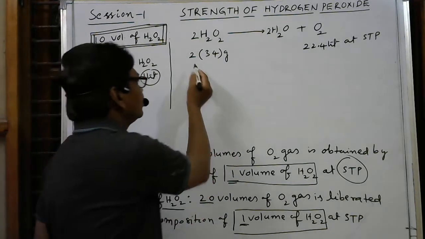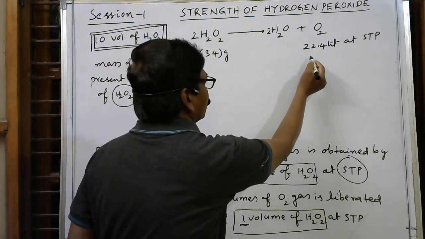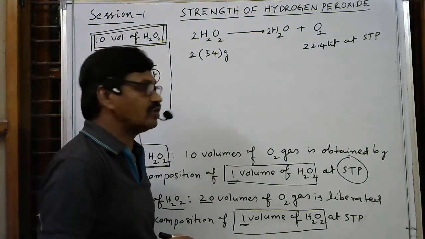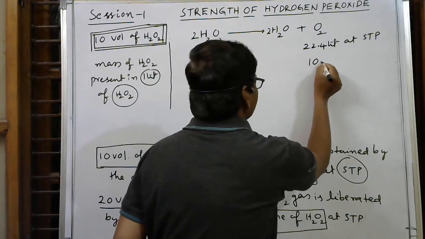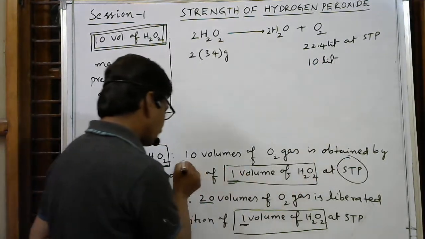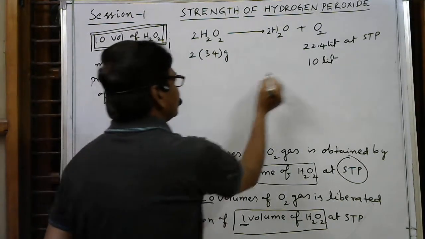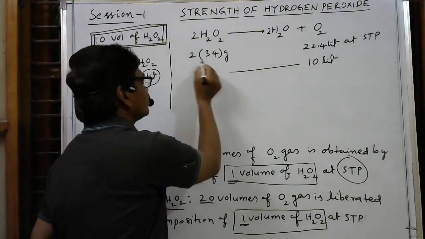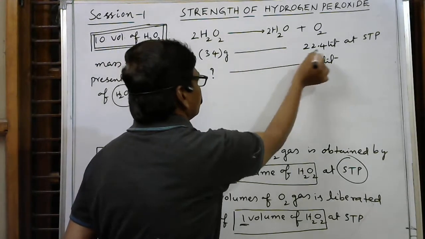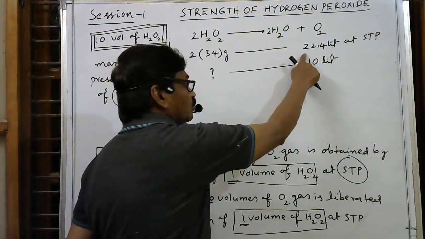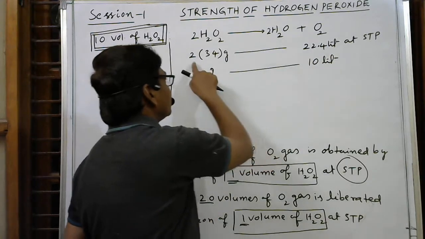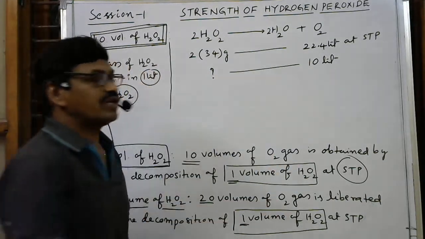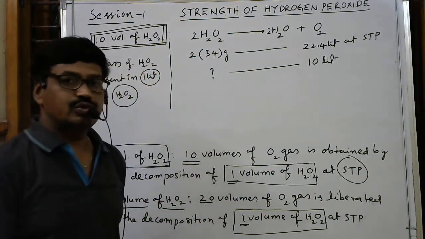So here, for getting 22.4 liters of oxygen gas, how many grams have we taken? 2 into 34, otherwise 68 grams of H2O2. But as per 10 volumes, it should be 10 liters. For 10 liters, how many grams does it require? Here I have given a question mark. So 2 into 34 grams equals 22.4 liters. To get 22.4 liters of oxygen gas at STP, there is a requirement of 68 grams of hydrogen peroxide. So to get 10 liters of oxygen gas, how much H2O2 is required?